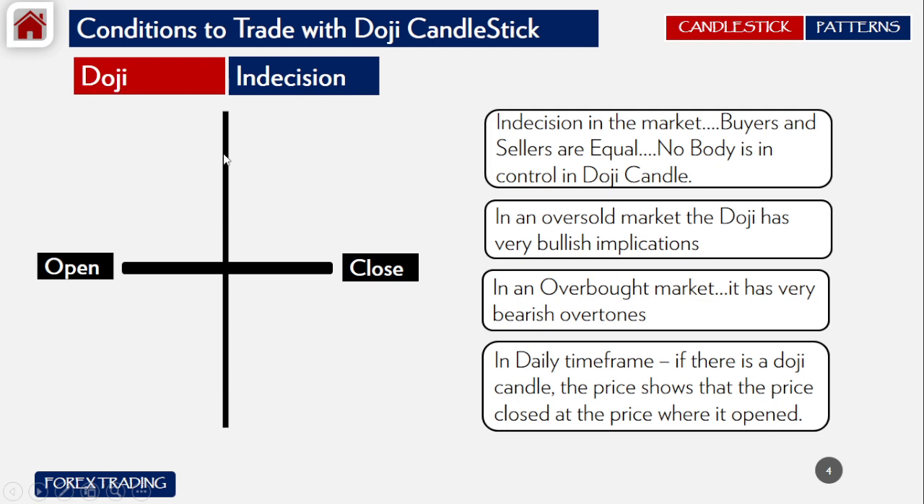So this is how it looks: the long vertical bar and then the horizontal line, and this is where the price opens and this is where it closes. So you see the price opens and closes at the same level.